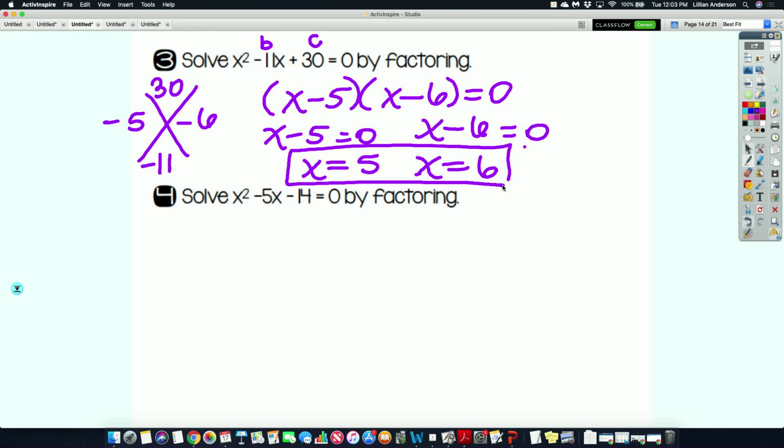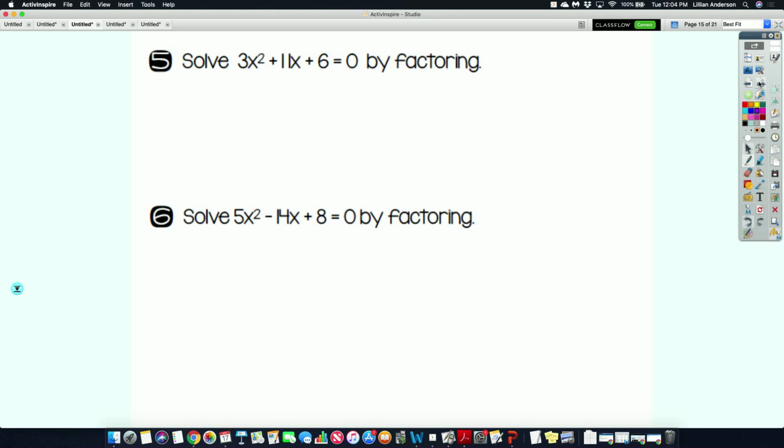Okay? When A is 1, it's pretty straightforward, pretty simple, okay? But let's look at the ones where A is not 1. This is where you have to apply the slide divide, bottoms up.